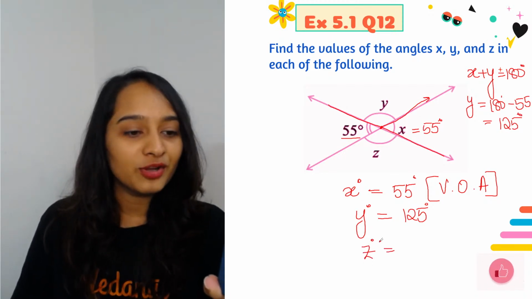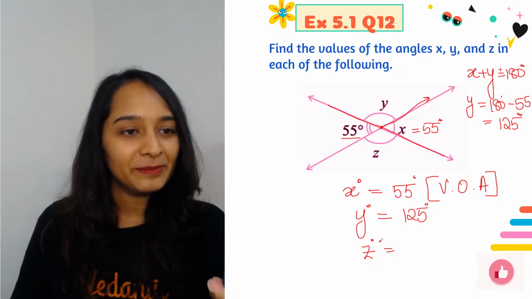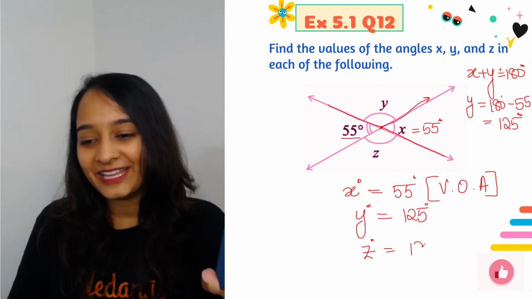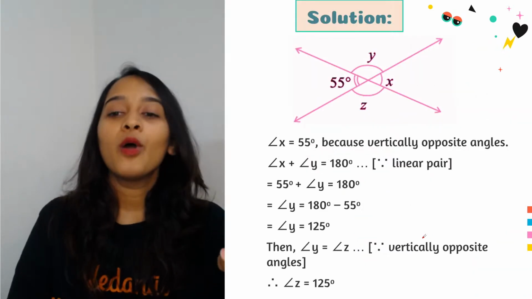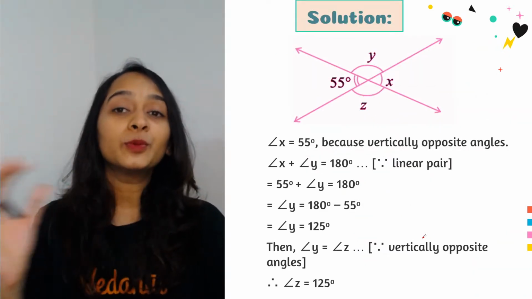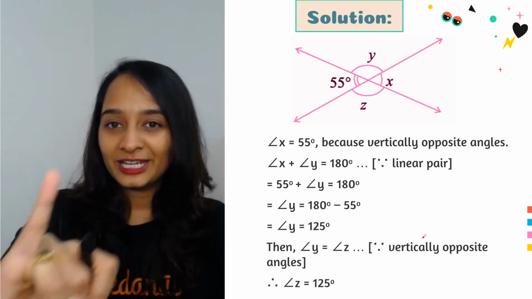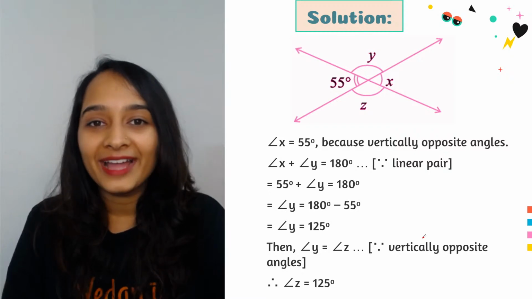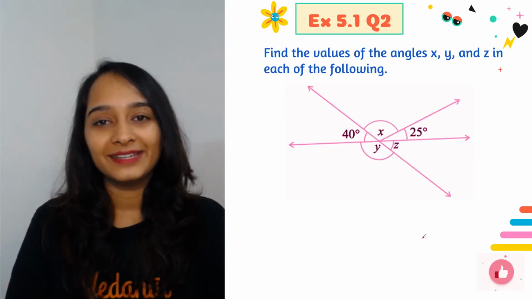What will be the value of Z? This question came in my midterms. Yes, it's an important question. Exactly. Your Z is also 125. What are the properties we used? We used vertically opposite angles are equal, and we used linear pair of angles are supplementary.